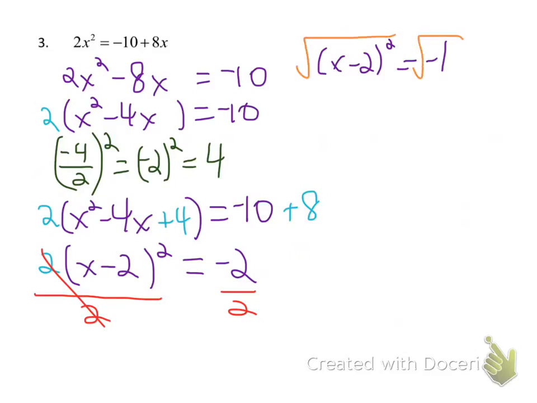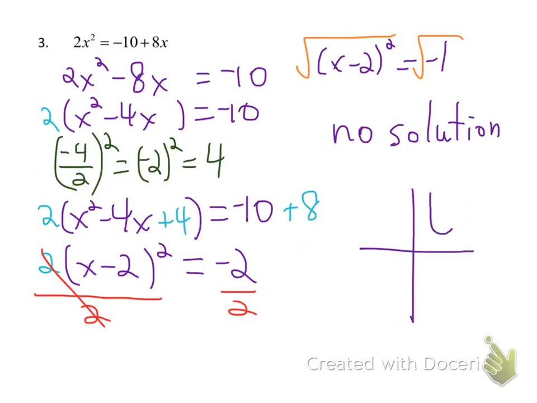The opposite of squaring is taking the square root of both sides. And then I've run into this situation once before where I can't square root a negative. That's actually an imaginary number, which we will learn about in the next few lessons. So for right now, we're going to write no solution because there is no real solution to this quadratic. If we want to think of the parabola, since there is no real solution, this parabola will not cross the x-axis, and it would look something like this.